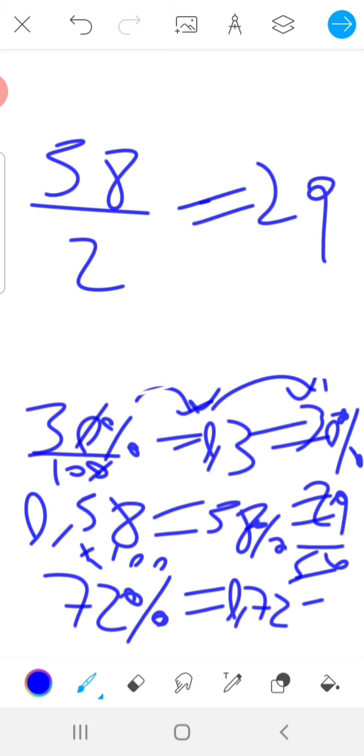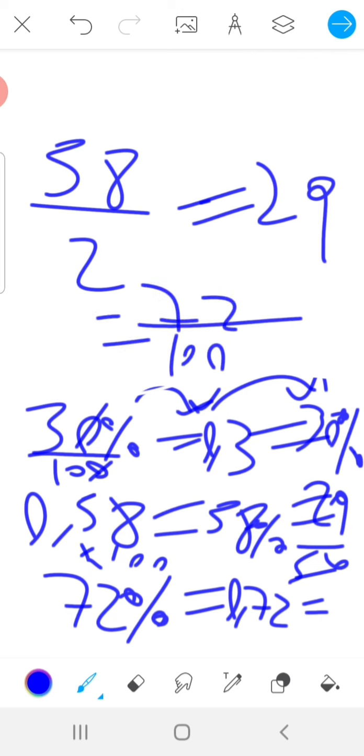And 72%, we divide by 100, 0.72. And also the fraction, I'm not going to do right now because it's going to take too long, but the non-simplified version is 72 100ths, but you can also then divide that by 2 and just go down and down and down until you can't divide it anymore.